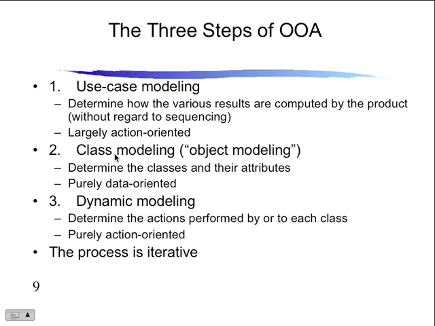It's interesting. We have class modeling, another area, or object modeling. There's your entity relationship. If you've done that already, you've got your object. You've got your class model. You don't have to redo it. It means determining your classes and their attributes, purely data-oriented. If you think about that entity relationship diagram, all I've been saying is it's data, data, data.